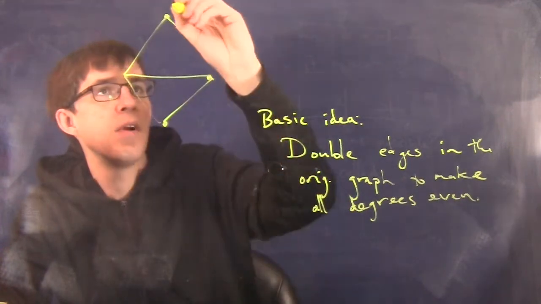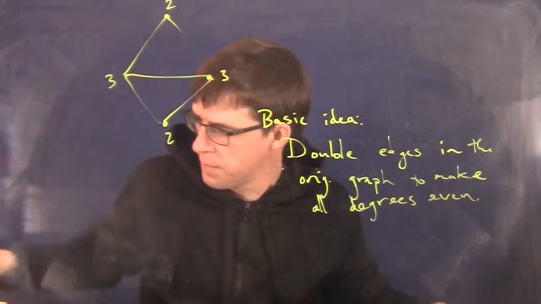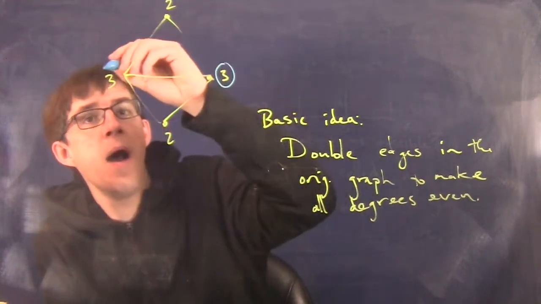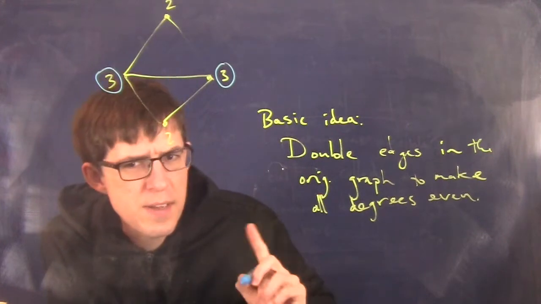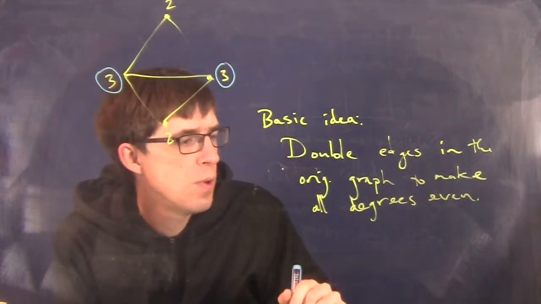All right, this was the original graph, which had degrees 2, 3, 2, 3, right? I'm going to use a different color for this. When I look at this graph, I'm going to first identify the odds, right? And you should view the odds as kind of like a problem. If they were all even, then you wouldn't have to do any duplication. So the odds are the ones that you want to worry about.